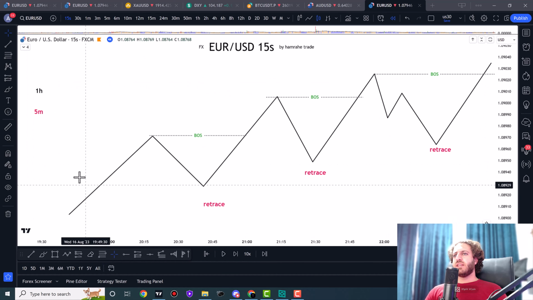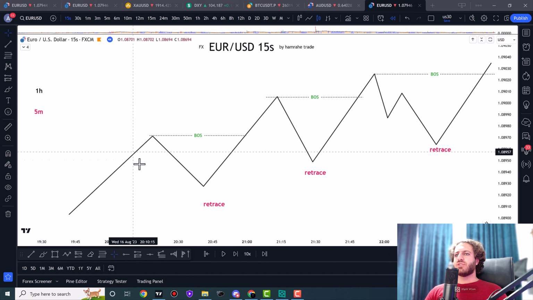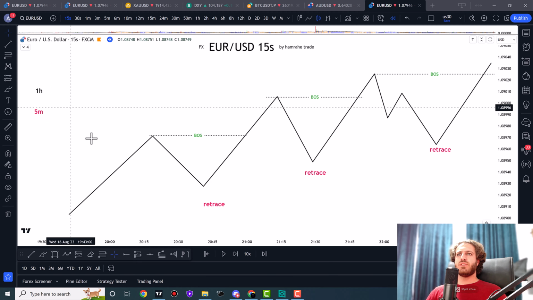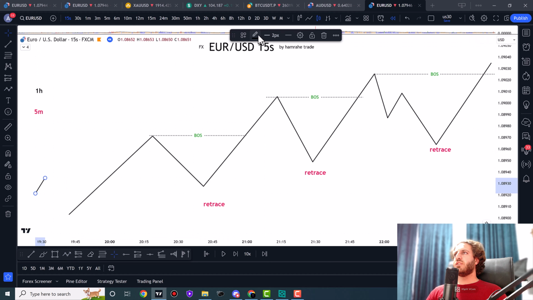So let's say that the black is the 1 hour chart, and the red or the pink, I think, is the 5-minute chart. What we have here, we can see this bullish movement and these retracements in the 1 hour time frame. But if we go to the 5-minute time frame, for example, we have this kind of movement.